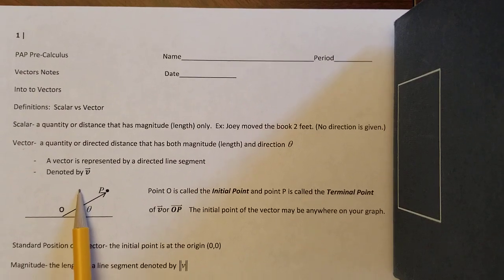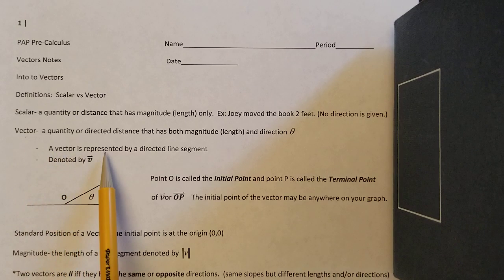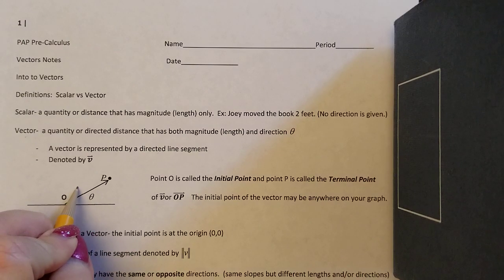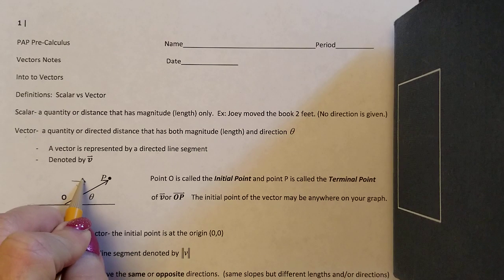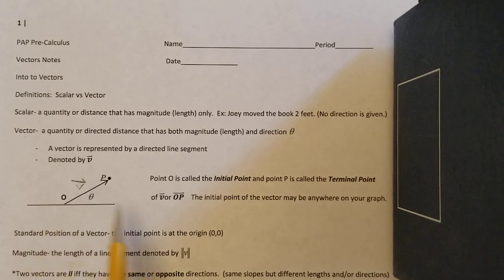So let's talk about vectors, since that's the topic for the next 2 weeks. A vector is represented by a directed line segment. So this is an example of a vector. The notation looks like this. It's like a half arrow over top.